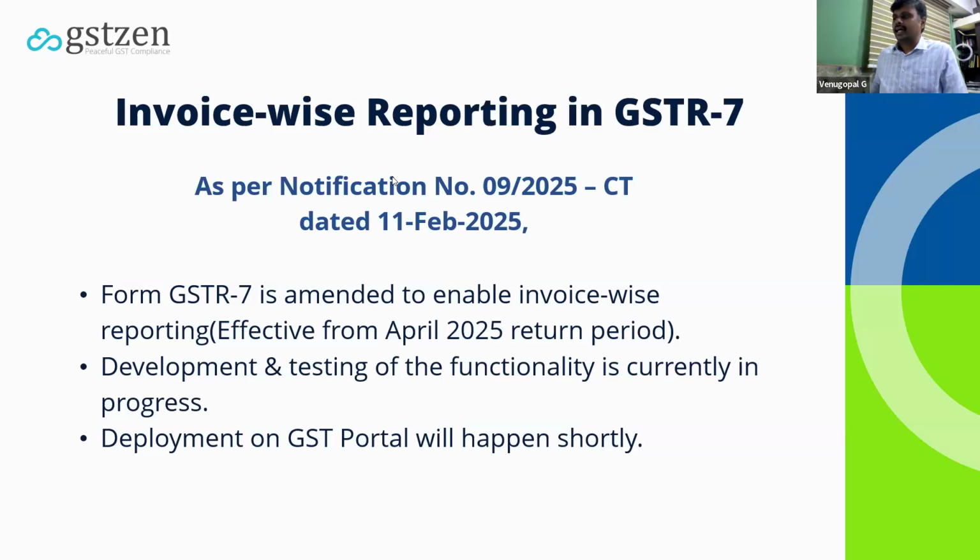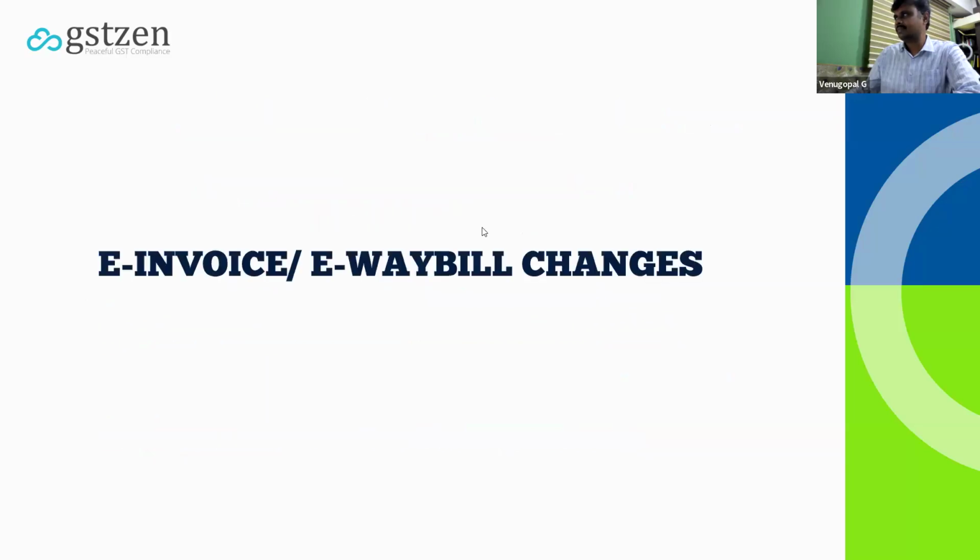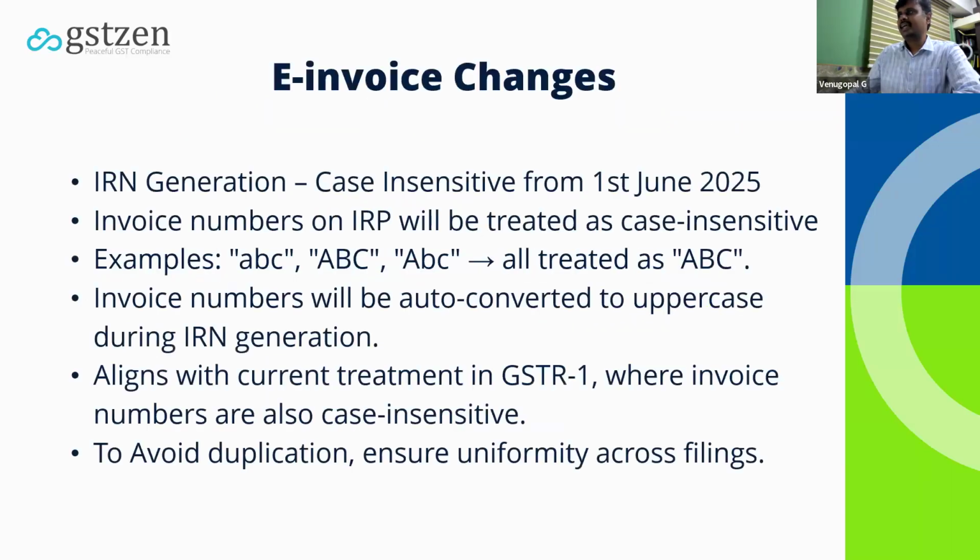GSTR7 earlier was optional, now it is made mandatory. And even for GSTR7, they can do the amendment and the enabling of invoice-wise is done. Changes in e-invoice and e-waybill. For e-invoice, there are now multiple IRP portals.